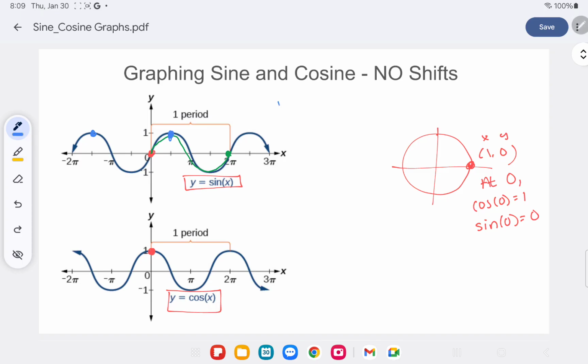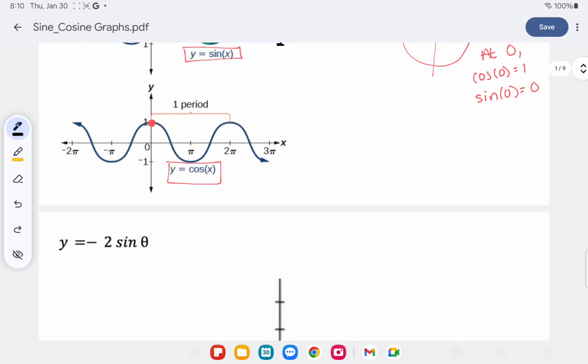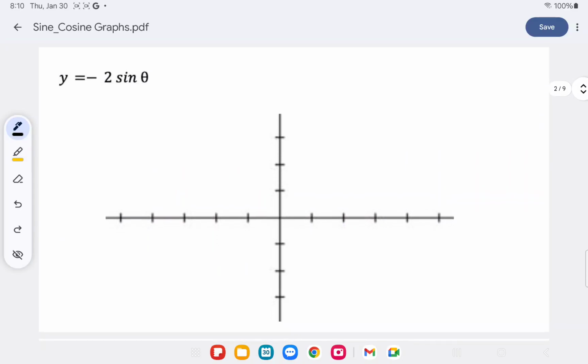So for the parent function, the period is 2 pi. And for a parent function, the amplitude is 1. That's true for both the sine graph and the cosine graph. Amplitude being how far away is the maximum from the middle of the graph, or how far away is the minimum from the center of the graph. So let's look at what that looks like if we change things up a bit. We're going to start by doing some sine functions first.